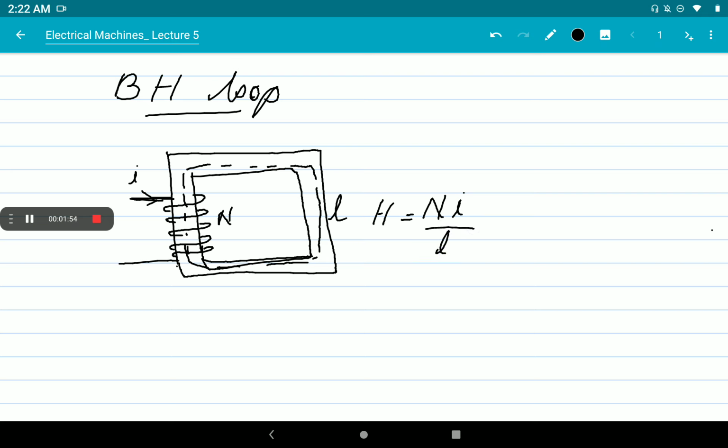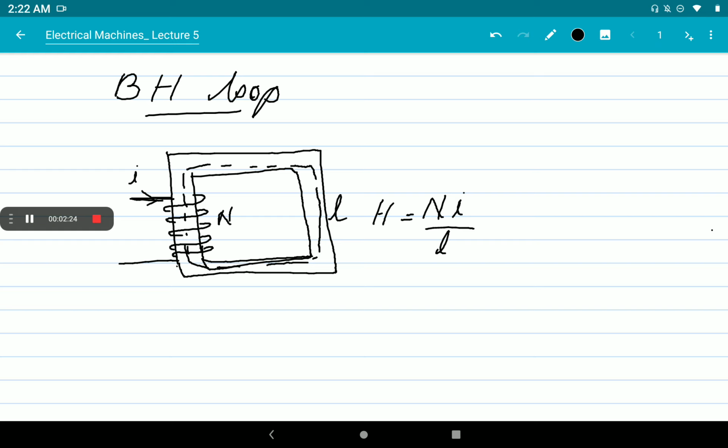So we are considering a magnetic core, and that magnetic core is bound by a coil, and we are giving a current to that coil. Definitely we know that when we give a current to a coil, it will produce a magnetic field. That magnetic field will be associated with this ferromagnetic core, and we consider the length of the magnetic core as L, and NI by L gives the magnetic field intensity H.